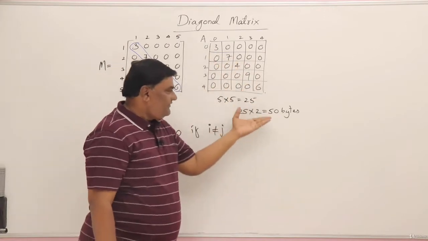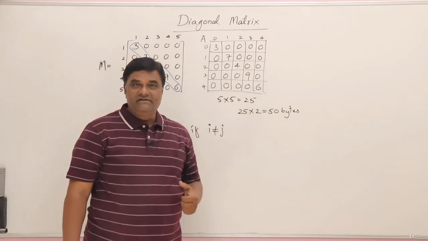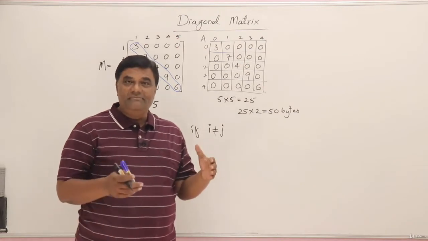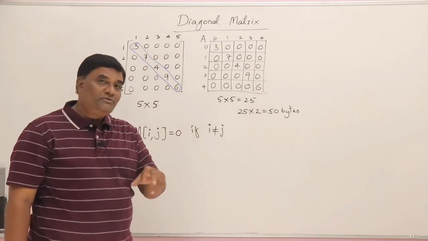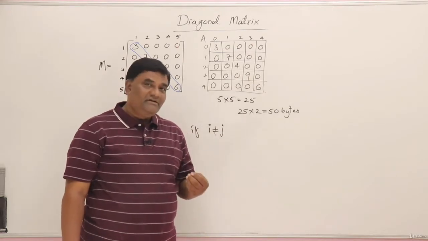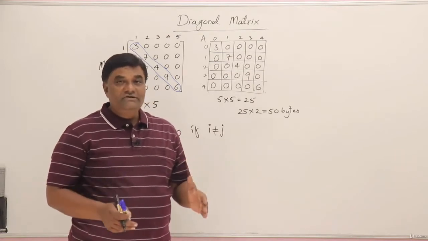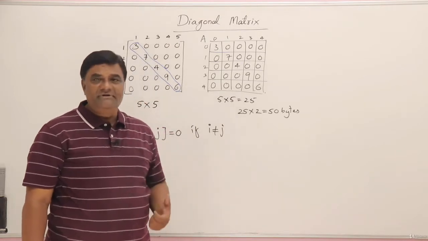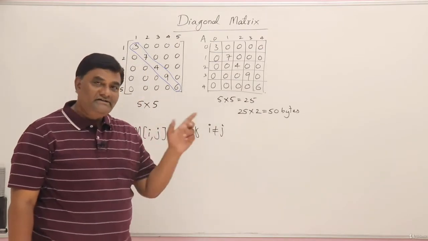So if I am storing this in 50 bytes of memory, then storage of 0 elements is unnecessary. So it is wasting space. As well, when I am processing diagonal matrices, like if I am adding 2 diagonal matrices, then adding zeros is of no use. If I am multiplying 2 diagonal matrices, then multiplication with zeros is of no use. So I will be wasting time in processing zeros. So the idea here is that we want to store only non-zero elements. So how can we store only non-zero elements? For only non-zero elements, we can take just a single dimension array and store these elements. So let us see how we can do that.